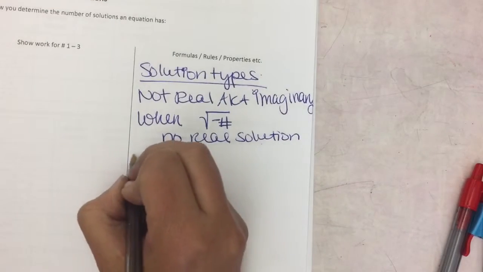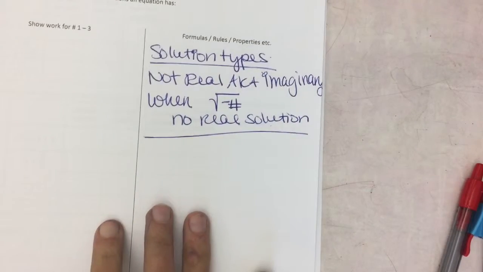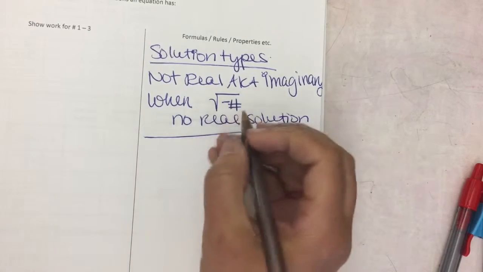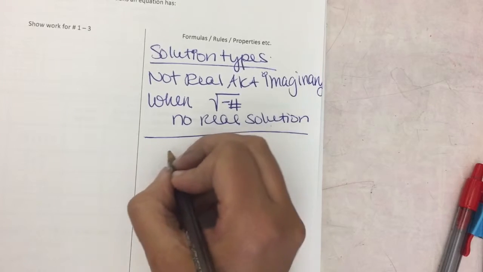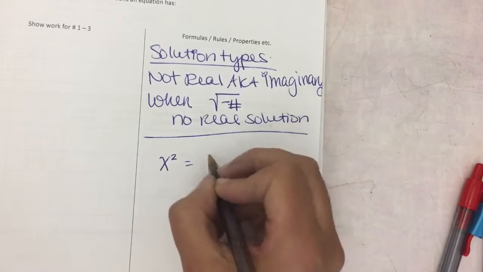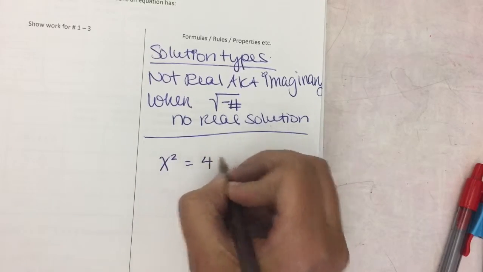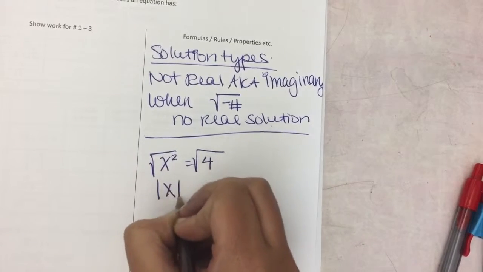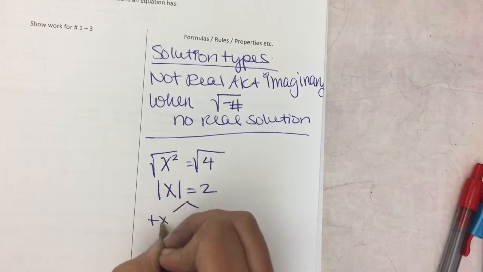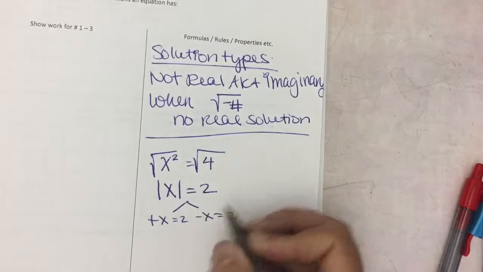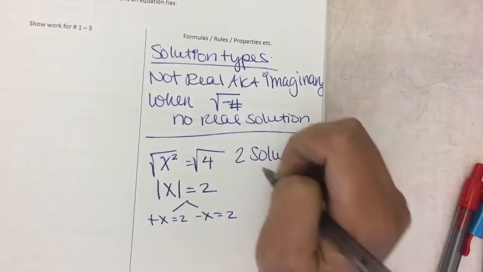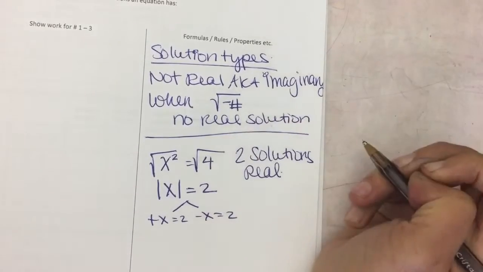The second one here would be if you have more than one real solution. When you square root something, let's say you have x squared equals, I don't know, a number like 4. If you square root that, you have to remember that it's the absolute value of x equals 2, which means your positive x is 2 and your negative x is 2, which gives you 2 solutions. And those would both be real, unless I have a negative in there.